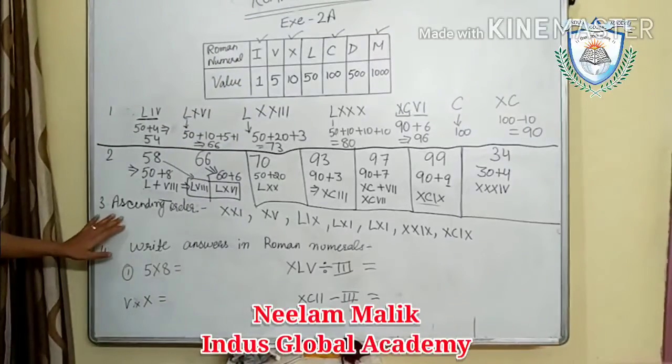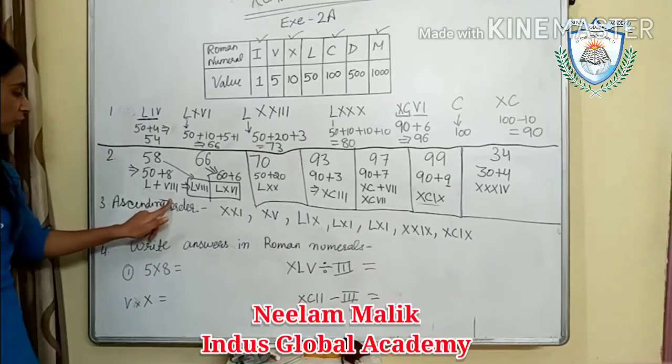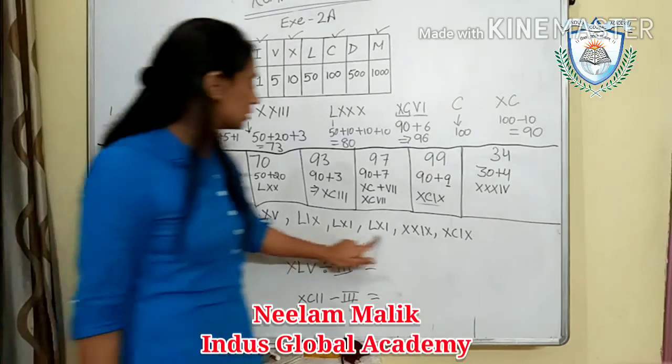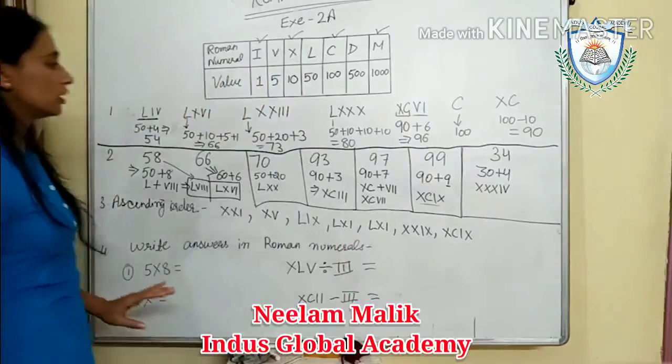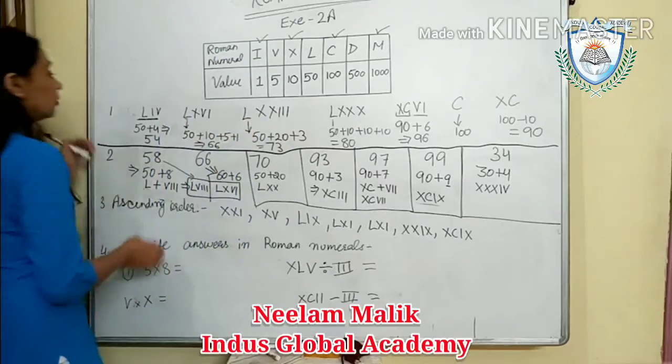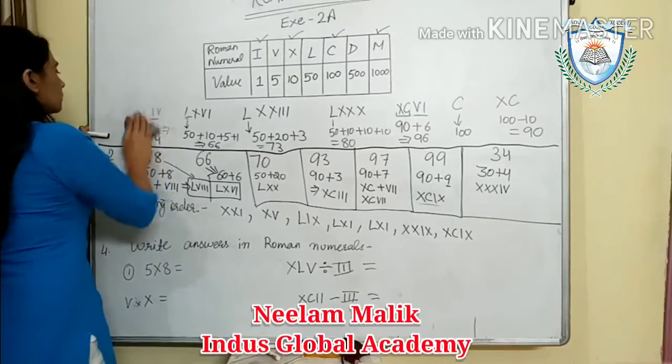Okay. So the next sum is arrange in ascending order. We have to arrange these numbers into ascending order. Okay. So how will we arrange that in ascending order? I am doing it here.